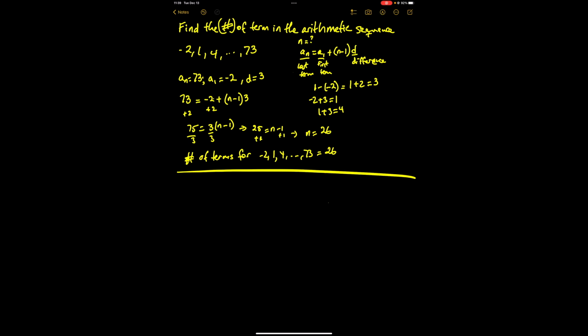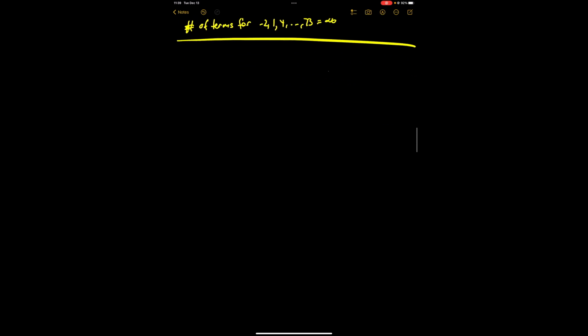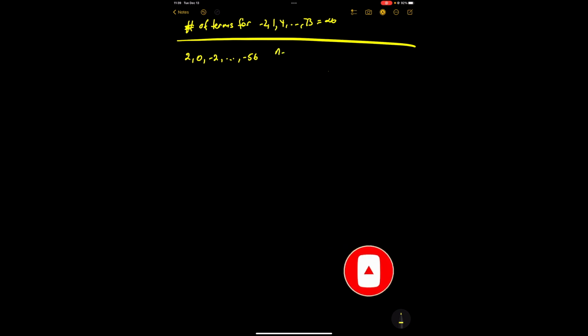Let's do a second one just so we can get this under our belt. Let's say we do 2, 0, negative 2, up to negative 56. And again, we are looking for n. So we have an equals a1 plus n minus 1 times d. An is equal to negative 56 at this point.